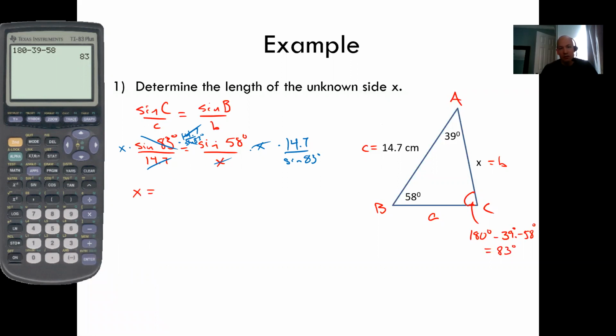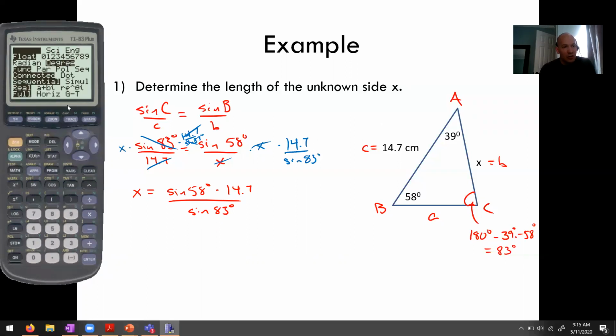You can see what's left on the right. You've got sine of 58. You're multiplying it by 14.7, and you can extend that whole division line if you like under the entire thing, and you'd have sine 83 on the bottom. So this is super important. Make sure your calculator is in degree mode, which it is. So we're going to write sine of 58, and then we're going to multiply that by 14.7. Then divide by sine of 83.